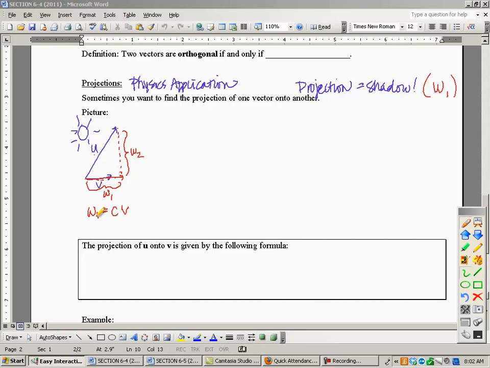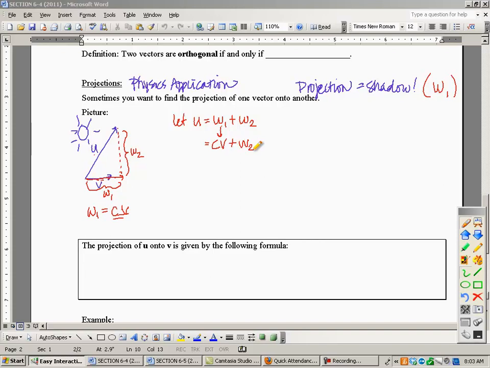Okay, so in order to find the projection, here's what we're going to do. The value of U, okay, we're going to start off with an assumption that U is the shadow plus this other length, W2. And so our goal is to make two vectors, and this will always be the case. You'll have two vectors where basically the hypotenuse ends up being the shadow plus the orthogonal vector. Okay, and so I'm going to rewrite W1 as a scalar multiple of V, like we did over here, plus W2.